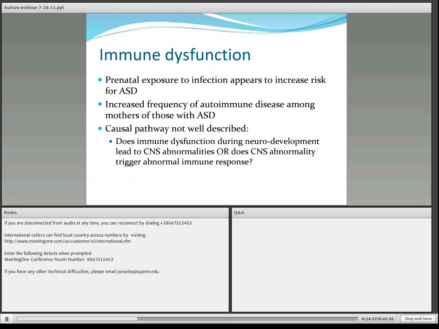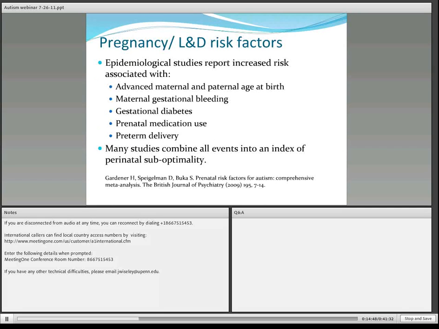All right, pregnancy and labor and delivery and risk factors are of huge interest for obvious reasons, and there are lots and lots of epidemiologic studies that have been done looking at these. Many of them are small and don't have what we call statistical power to really rule in or rule out risk factors, but there's beginning to be a larger body of well-done studies that are large enough to really rule in or rule out, as I said, these various risk factors. So we know, for example, that advanced maternal age and paternal age at the time of birth of the child confer an independent increased risk.